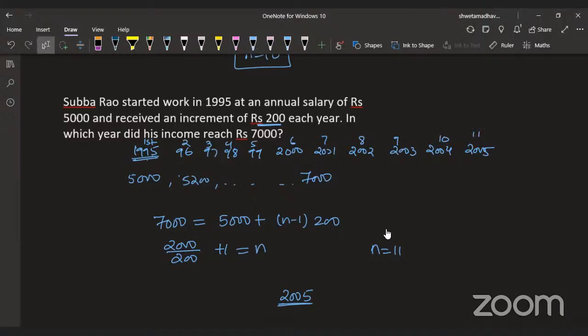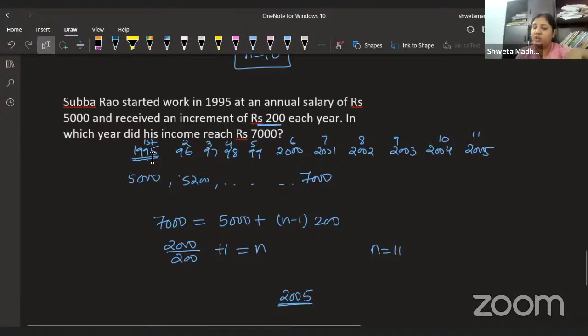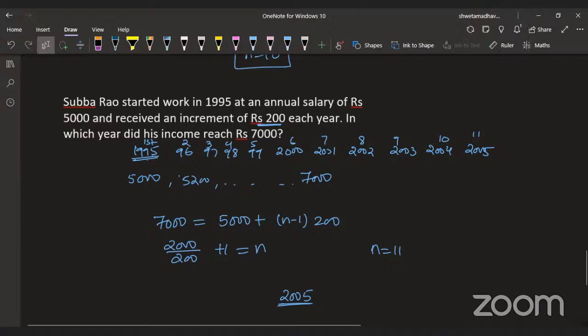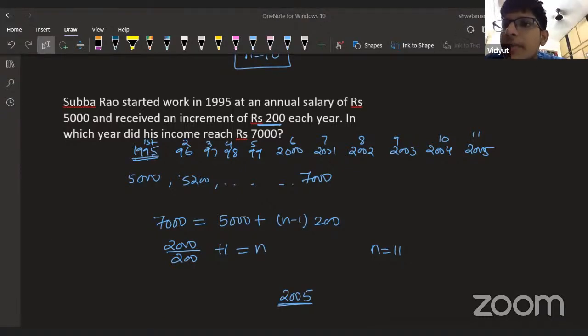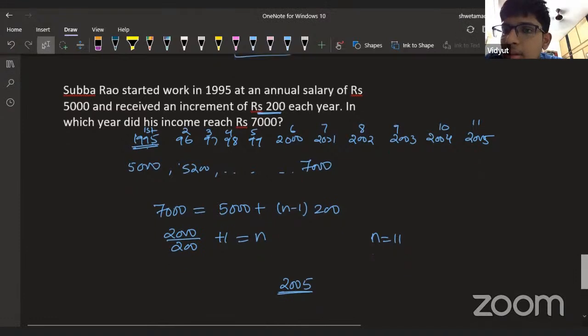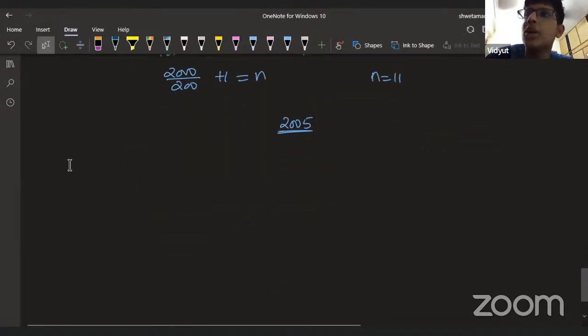Ma'am, for this kind of question, we can add 11 and then minus 1. Yes, you have to consider which year your counting starts from, that you need to check. Suppose the same question was Subbarao started work in 1995 and from 1996 he got increment. Then it will be 2006. So it depends upon the question.